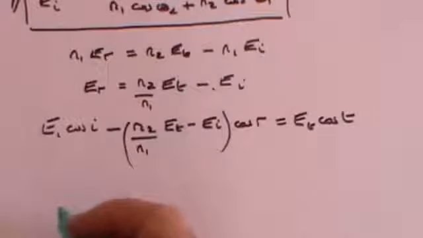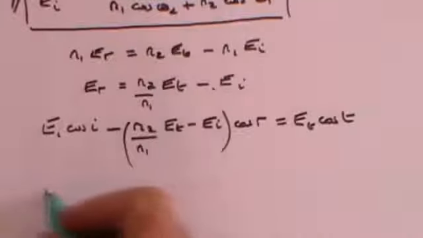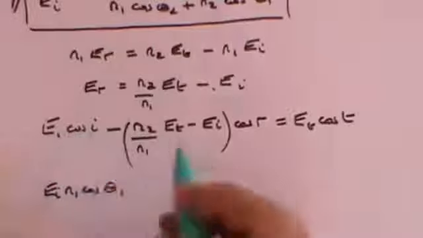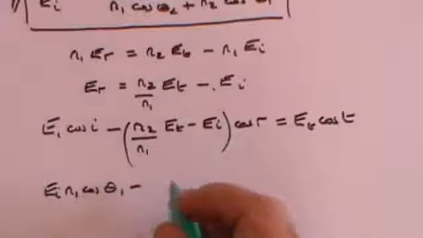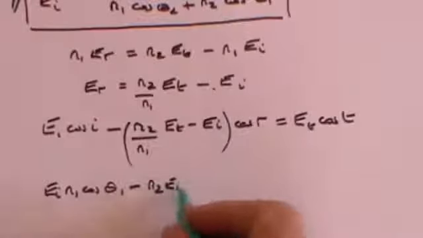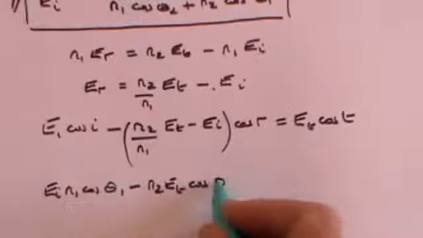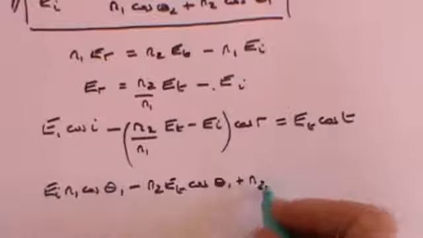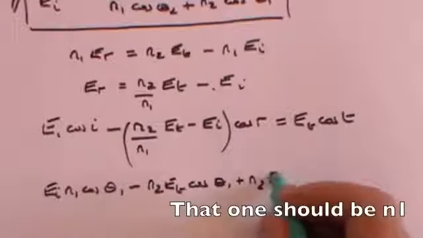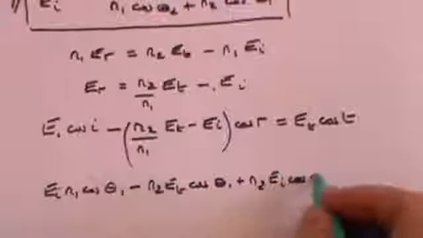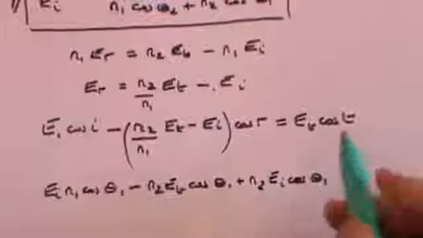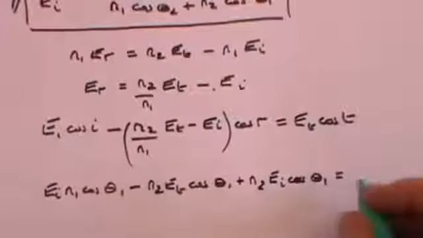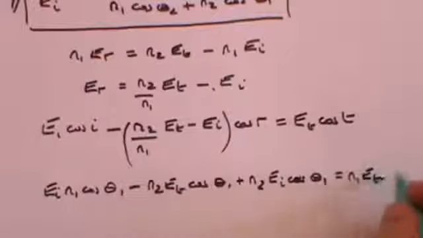We're multiplying through, so we're going to get that ei n1 times cos theta 1 equals minus n2 et times cos theta 1, minus times minus is plus n2, that's right, times ei cosine theta 1 equals et, well we're multiplying through by n1, so it's n1 et cos theta 2.